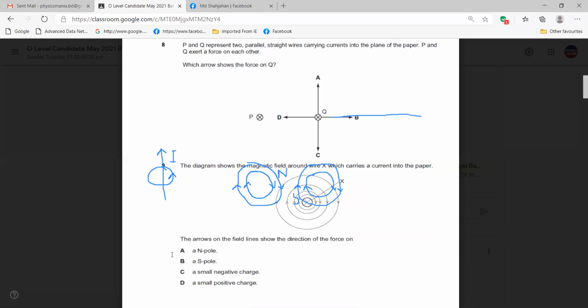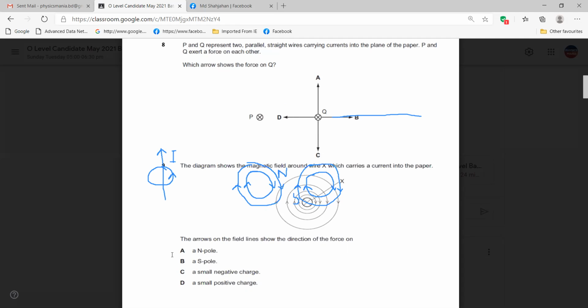So is it North Pole A? Yes, North Pole, correct. I just guessed it, kind of. So the arrows on the field line show the direction of force on a North Pole. Isn't that the magnetic field?